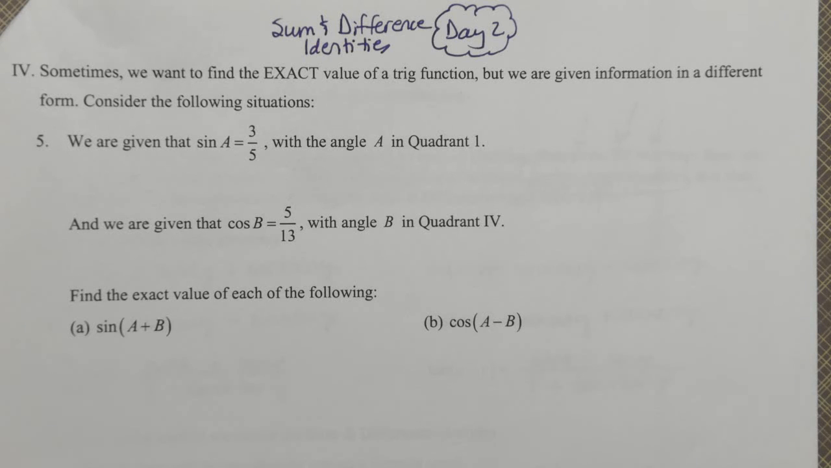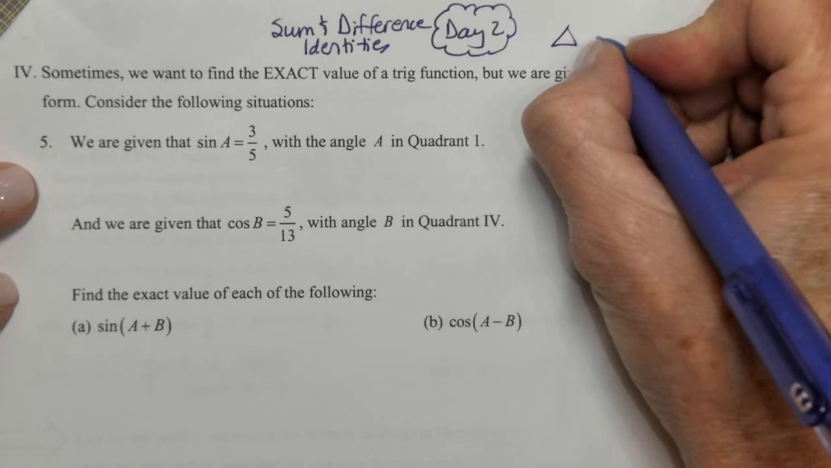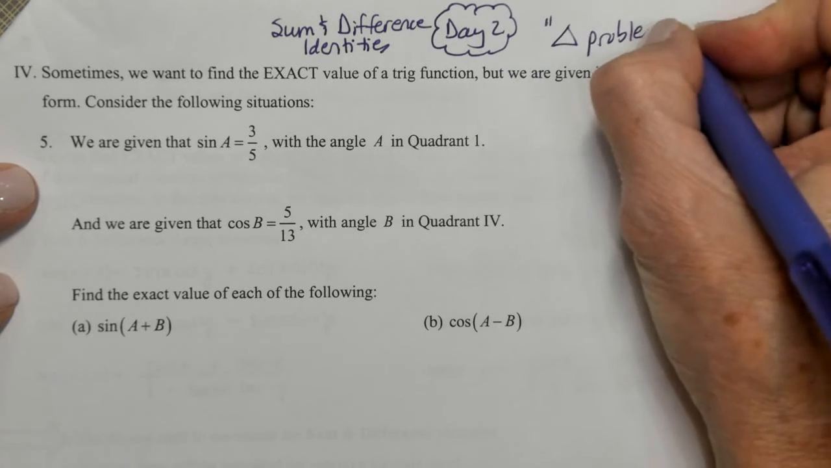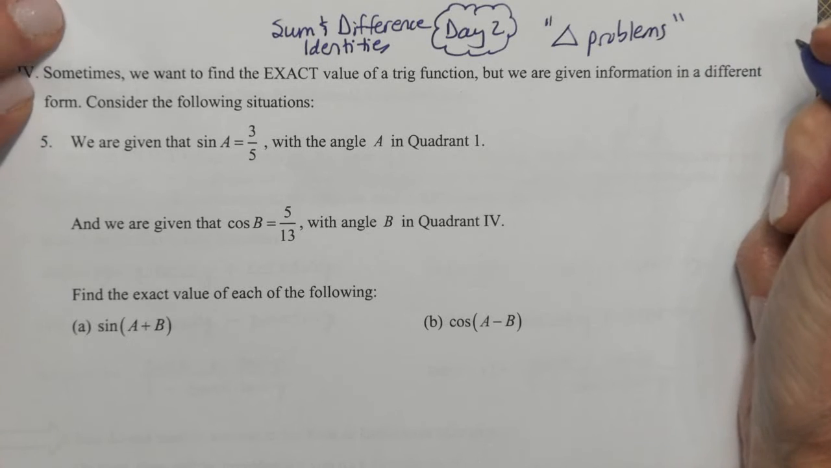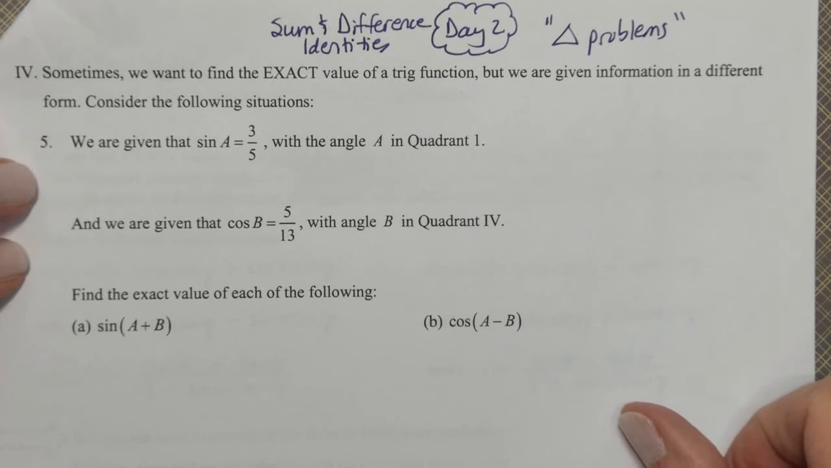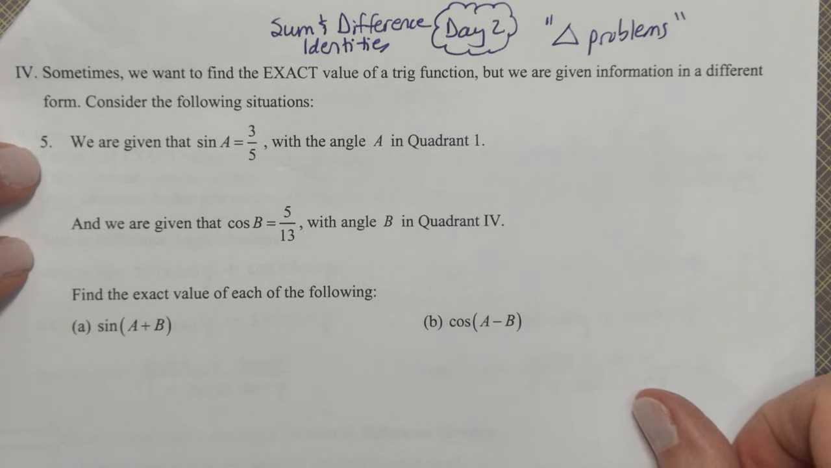Today we are going to use the sum and difference identities in a different way on different types of problems. We call these triangle problems. Sometimes we want to find the exact value of a trig function, but we are given information in a different form. Consider the following situations.